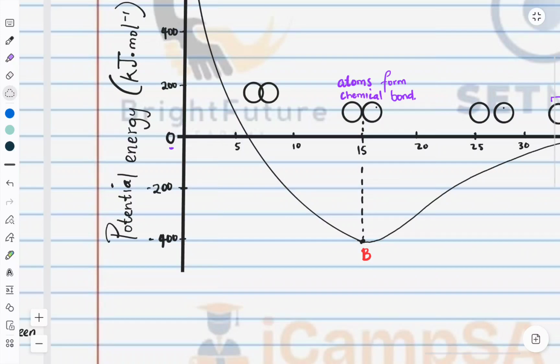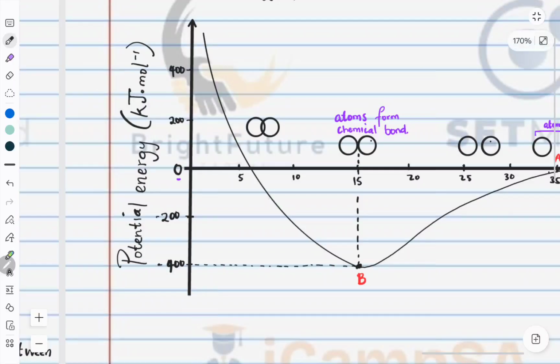Another thing that we care about is the bond energy. I know I've introduced quite a few new concepts. Bond energy is this one. If I read from the point where the bond is formed to the y-axis, where our potential energy is, I will get what we call the bond energy.